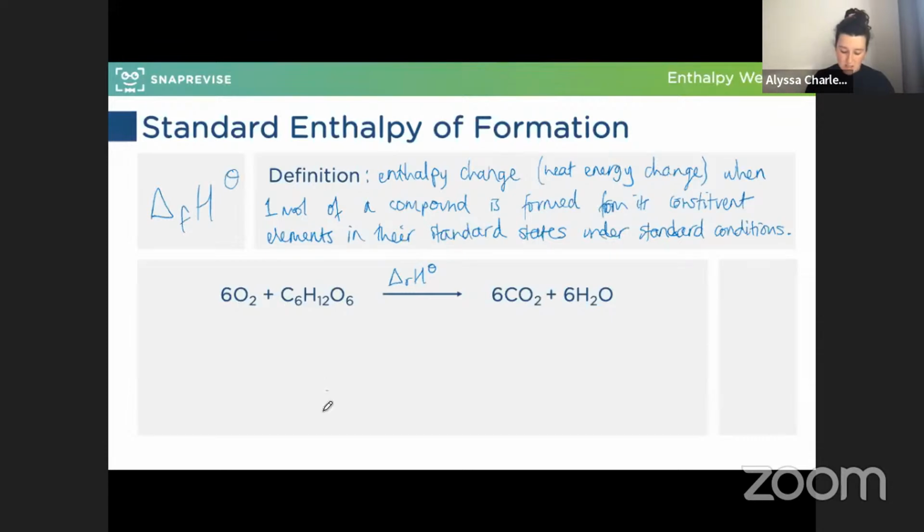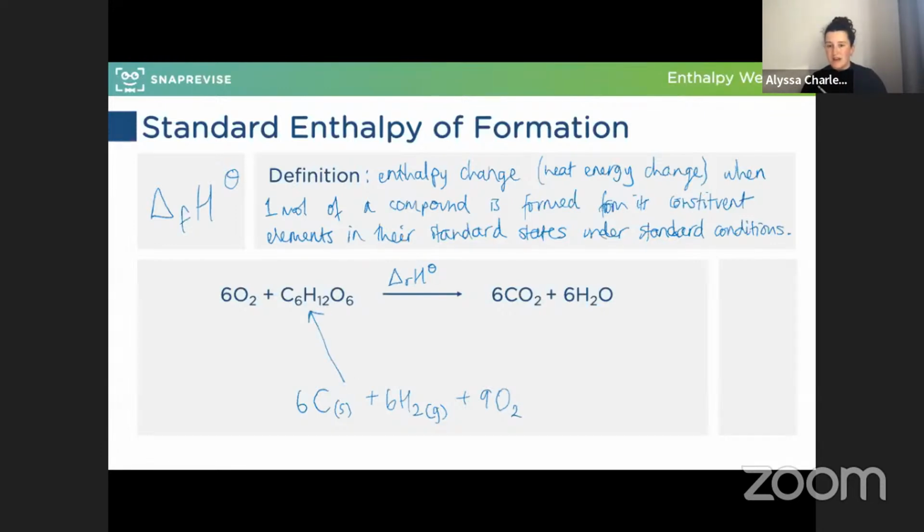We need some carbon. We actually need 6 moles of carbon, as in carbon solid. That's carbon in its standard state. We need hydrogen gas. That's hydrogen in its standard state. We're going to need 6 moles of hydrogen, and we need 3 moles of oxygen. But then we're also going to need 6 moles for the combustion, actually. So we're going to need 9 in total to make glucose.